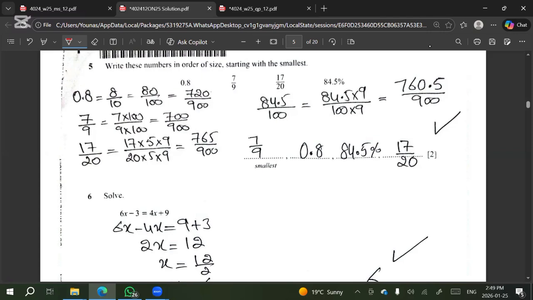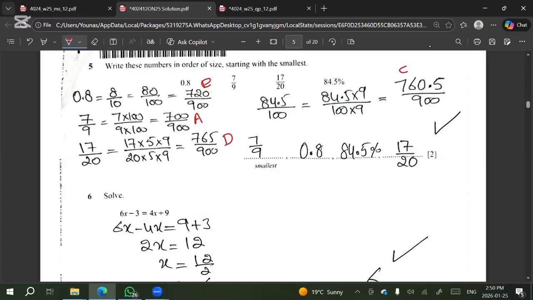You can see that now the denominator is the same in all of them. So what we will do, we will compare the numerator. The smallest numerator is here, so this will be my first number. Then you have 720, I think. Yeah, so this will be my second number. So this is my B. Then you have 760. This will be my C. And this will be my D part.